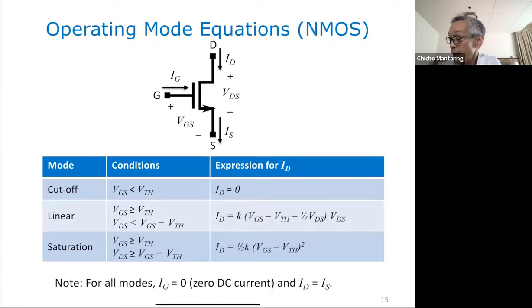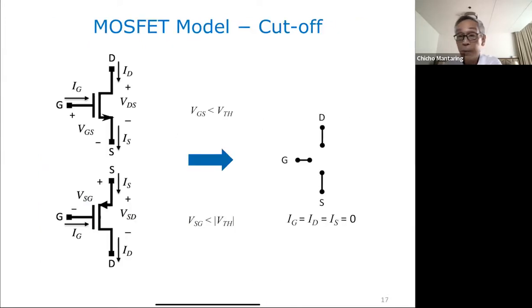So take note that here in the saturation mode, hindi pumapasok dito yung VDS. The only thing that your ID is dependent on will be the value of VGS. No? Remember, VTH is a constant. So this is your only variable, no? VGS. But in linear mode, VDS will have an effect on I sub D. So in linear mode, no, your I sub D will be a function of both VGS and VDS. Okay. So again, going back to your models.